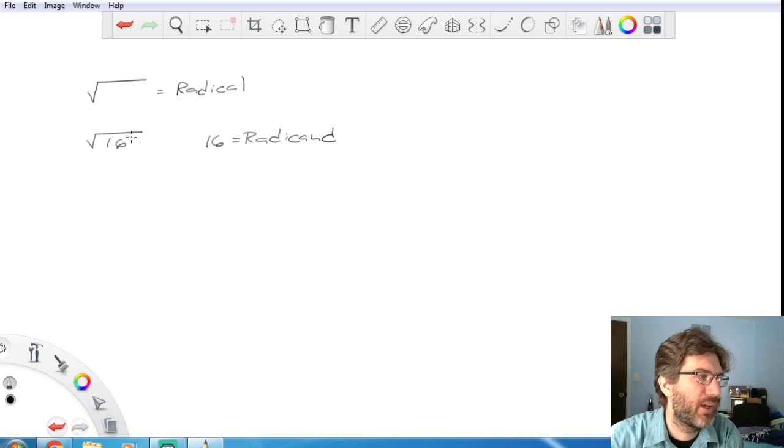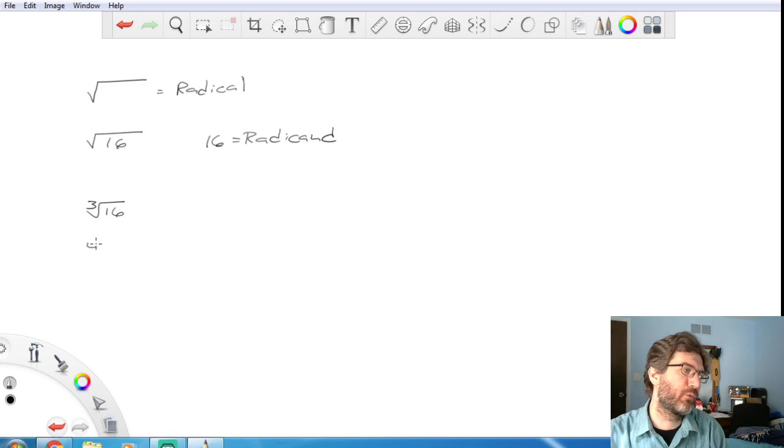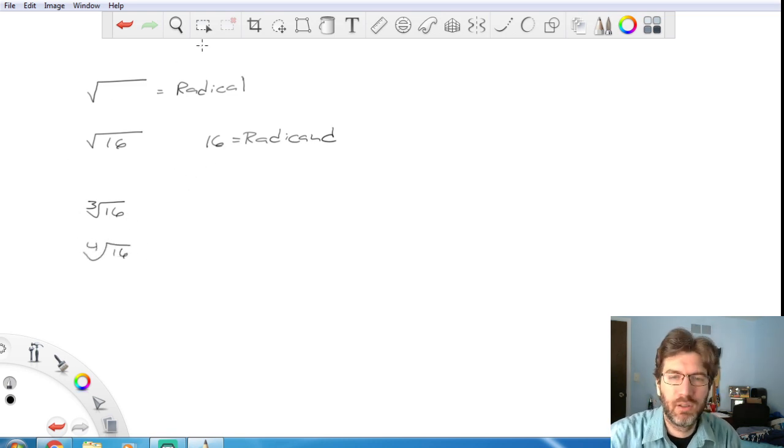So this number here is a radicand, and it's under the radical, and it's asking you to take the square root of 16. Occasionally you have other roots, like if you want the cube root of something, you would put a 3 above that little check mark spot, or you can have the 4th root of something, or however many roots you want.